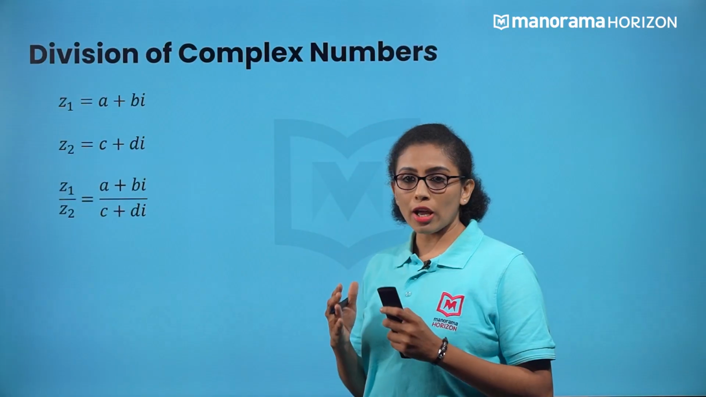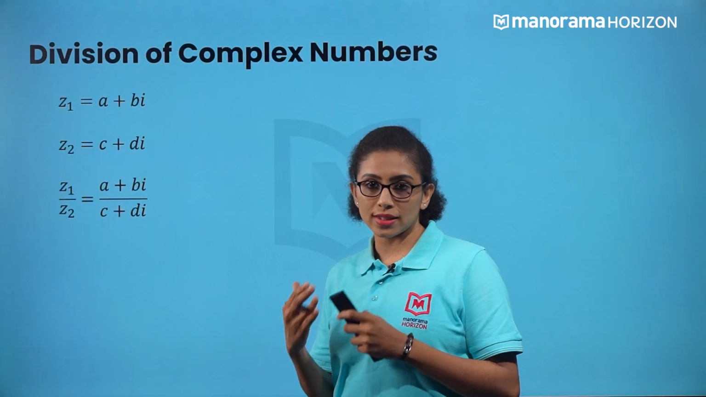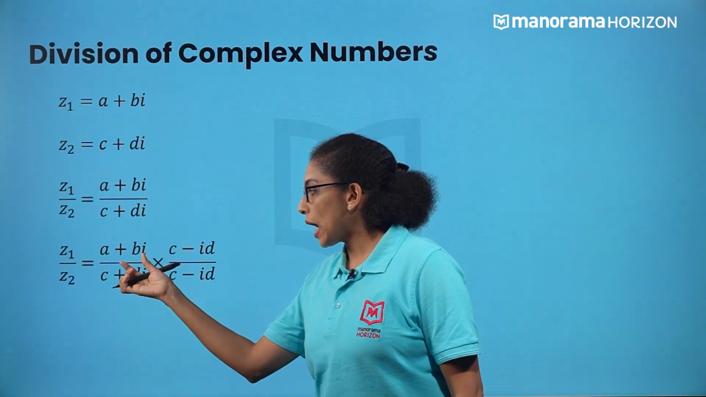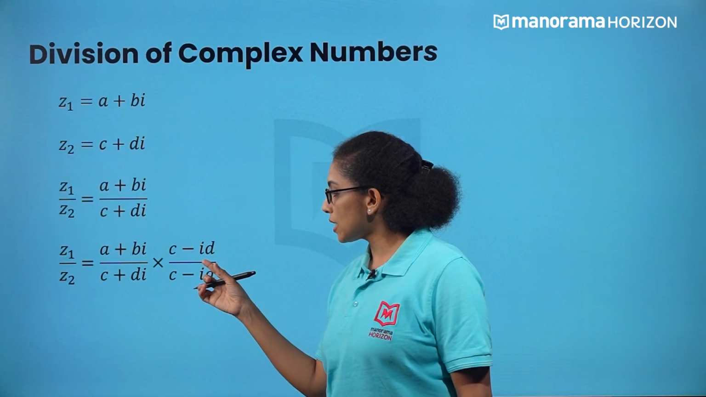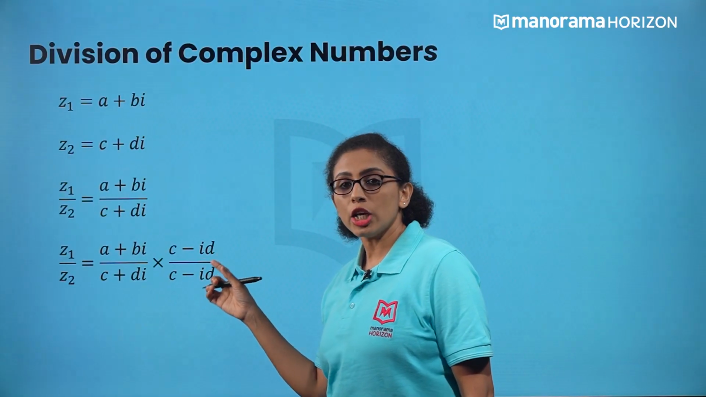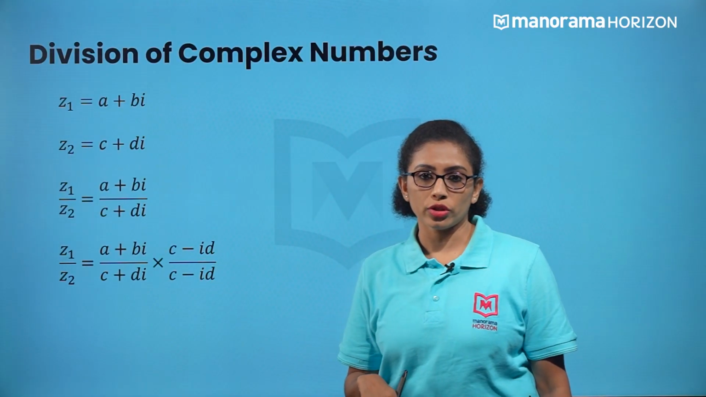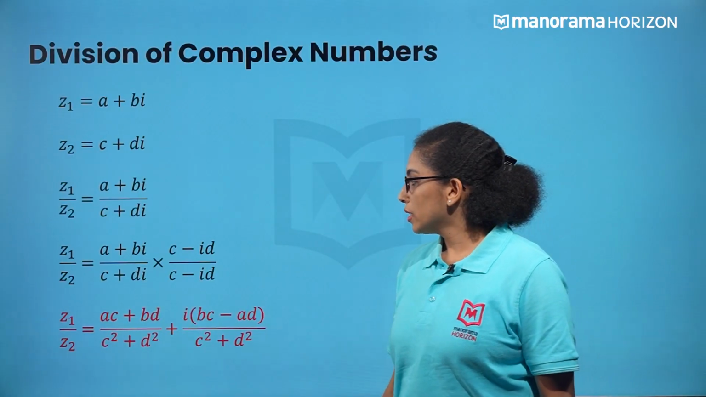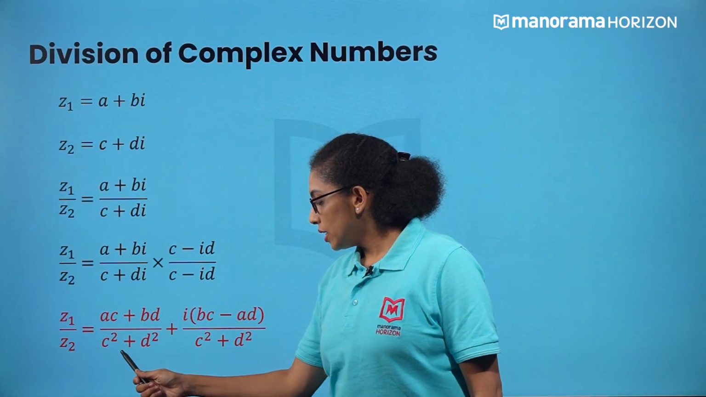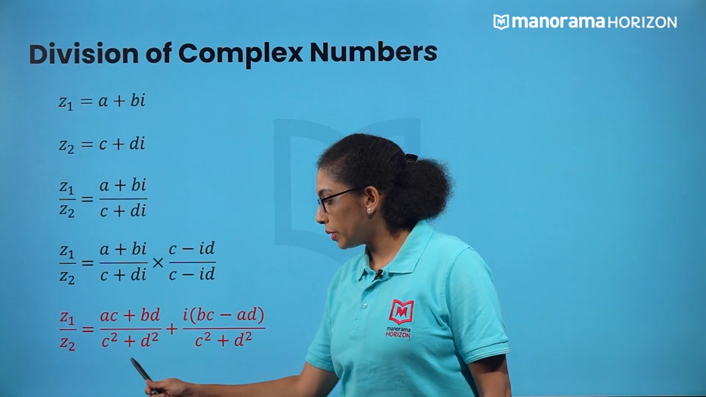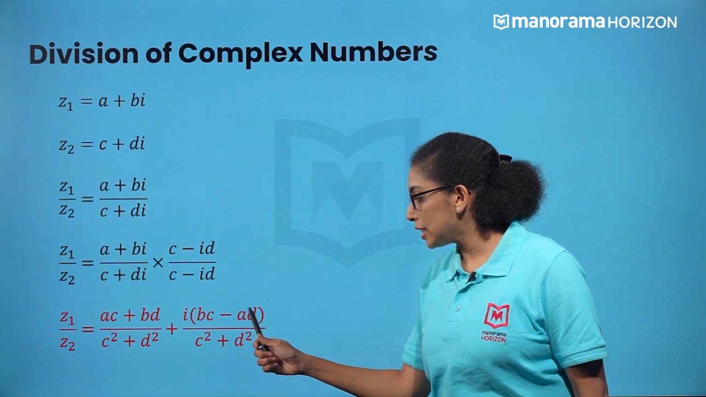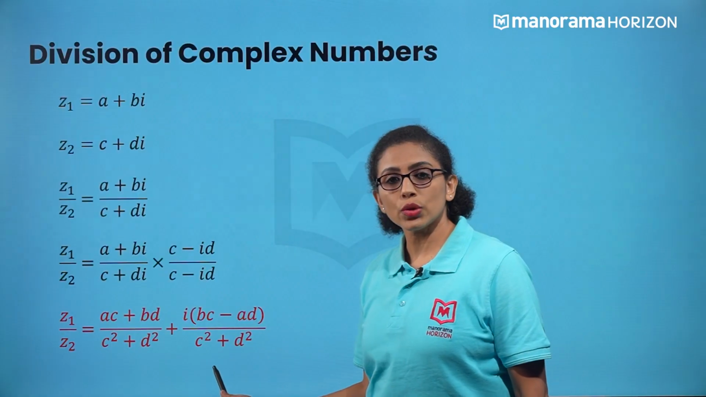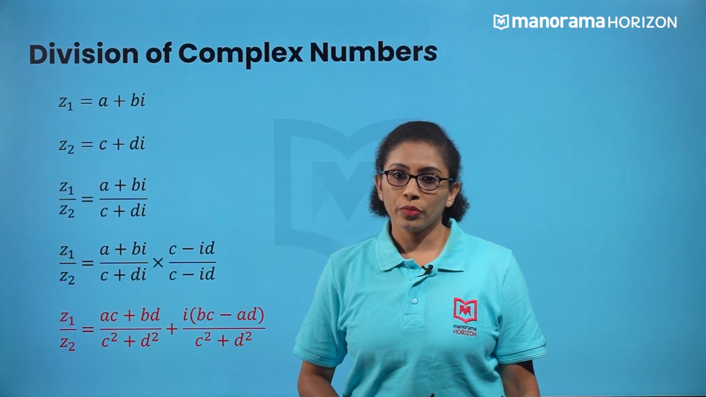Now next we have to rationalize it. That means (a plus bi) by (c plus di) is multiplied with (c minus id) in the numerator and the denominator. So we get it as (ac plus bd) by (c square plus d square). That will be the real part. Now the imaginary part will be (bc minus ad) by (c square plus d square).